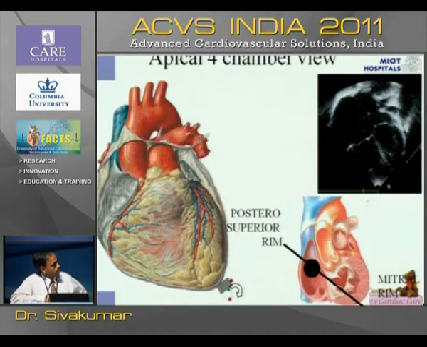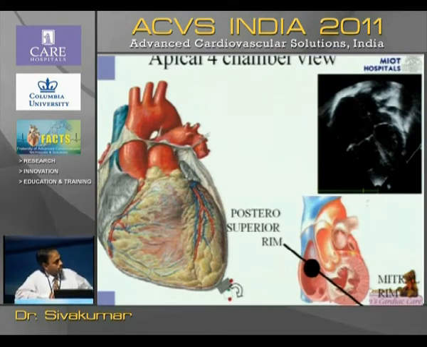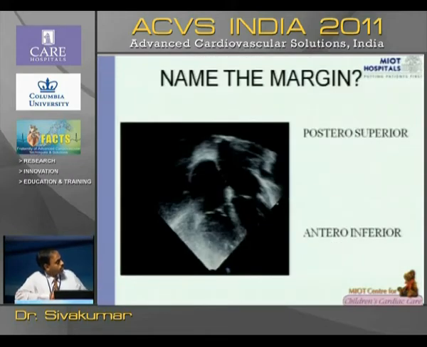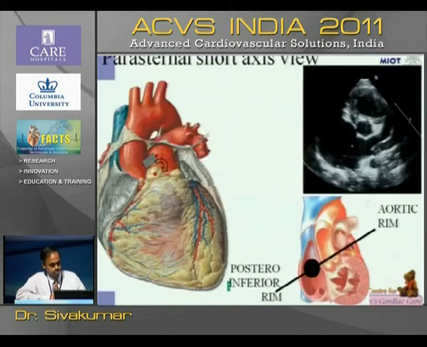Now, from the apex, when we are viewing, we are cutting the heart as a slice from the apex all the way up. So what we are cutting at the most inferior portion of the cutting plane is the anteroinferior mitral margin, and what we are cutting at the most superior plane is the posterosuperior margin. So this is what is represented here. What we are seeing on the apical 4-chamber view is the mitral margin and the posterosuperior margin. Now we are moving the probe. So in this image, this is the anteroinferior mitral margin and the posterosuperior margin.